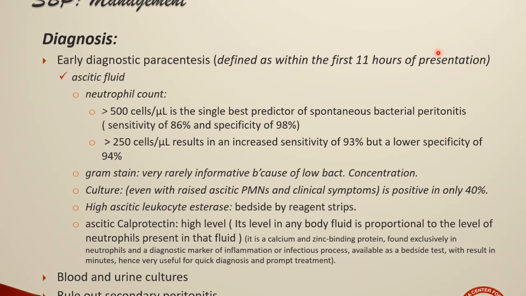You're looking for the neutrophil count. Anything more than 250 cells per microliter results in an increased sensitivity of 93% but a lower specificity of 94%. So that means the neutrophil count is highly sensitive and specific as a predictor of the possibility of SBP. Now, more than 500 cells, sensitivity 86%, but if you take 250 cells as the cutoff level, the sensitivity increases to 93%. Gram stain, very rarely informative.